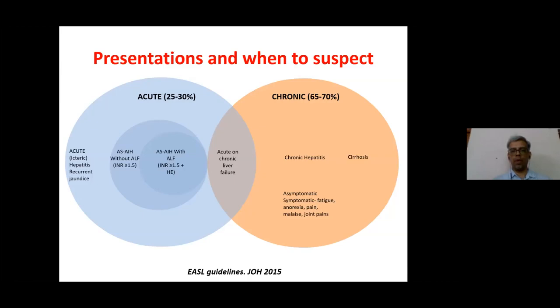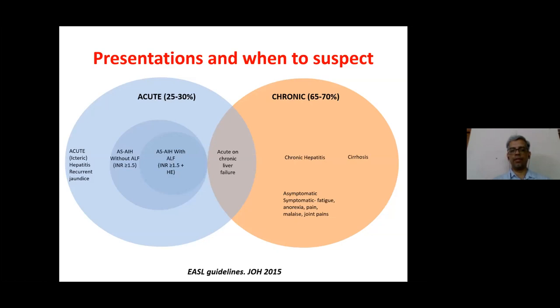So, when do we suspect autoimmune hepatitis as a possible etiology in a patient? Autoimmune hepatitis can have a varied presentation. Patients may present with acute symptoms, a typical mimic of acute viral hepatitis. The history may be of recurrent jaundice.